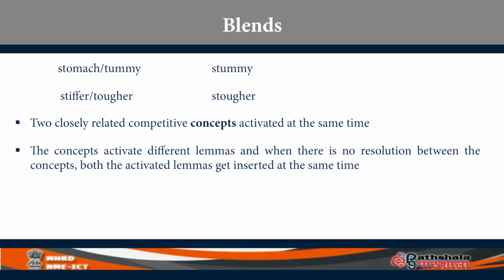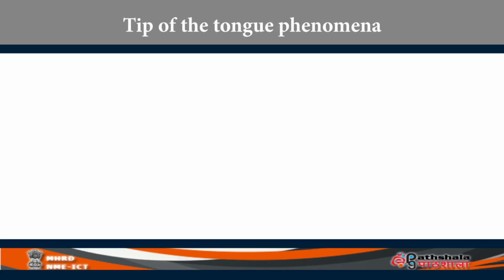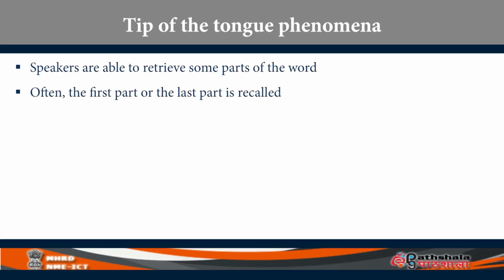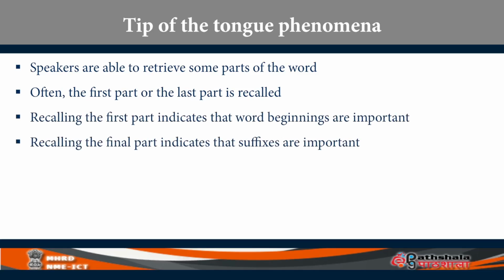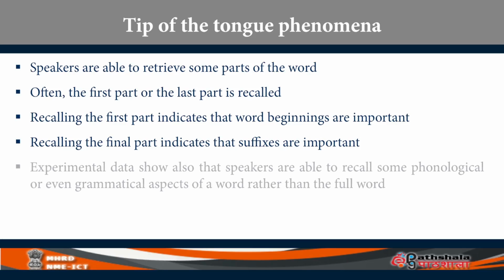Another set of phenomena is the tip of the tongue errors. Speakers are often able to retrieve some parts of a word. Often it's either the first part or the last part that is recalled. Recalling the first part shows us that the beginnings of words are important. Recalling the last part shows us that suffixes are important.